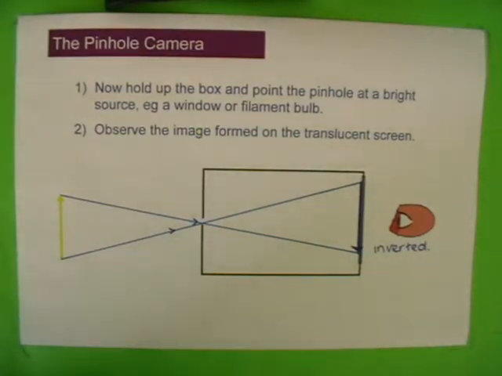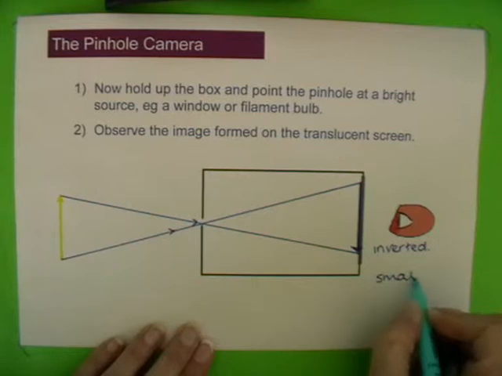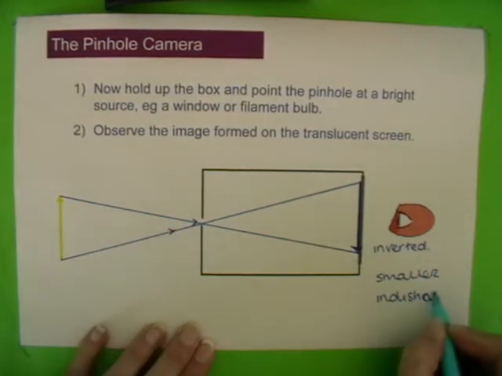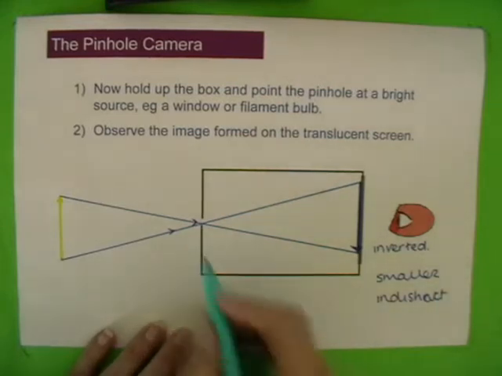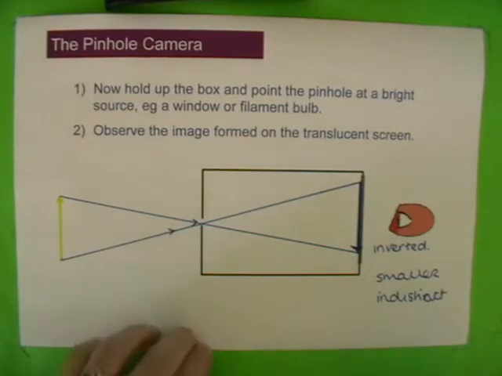When we examine the image, we find that not only is it inverted, but it's also smaller than the object, and it can be indistinct, largely due to the size of the pinhole that you have. So that's what affects that.